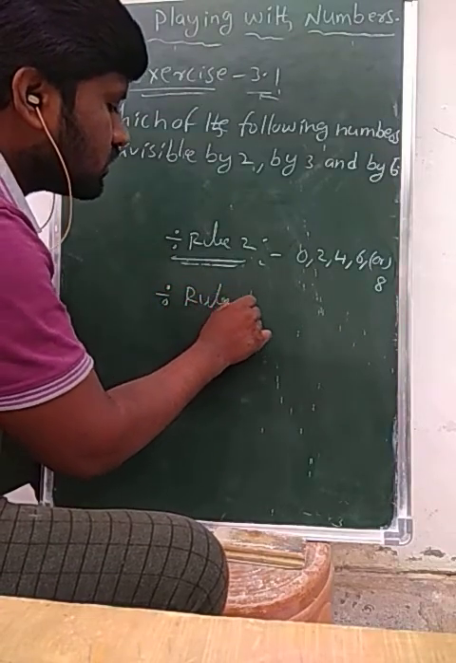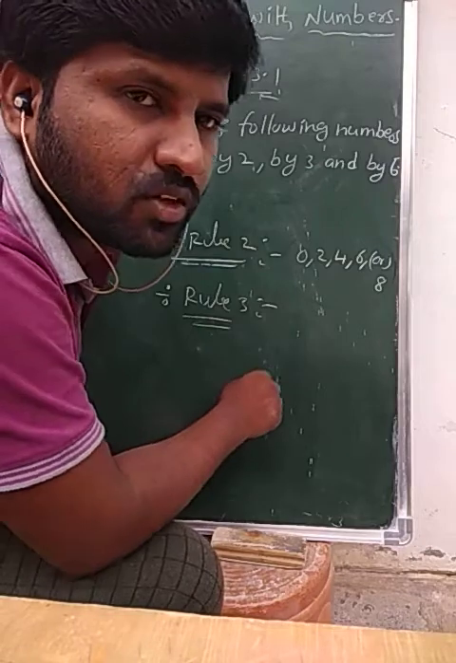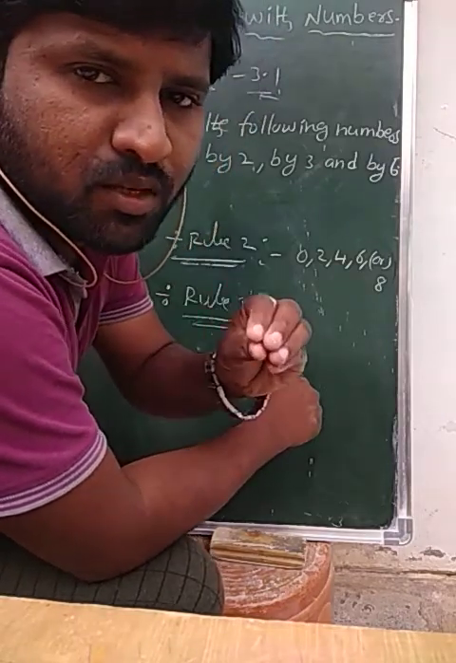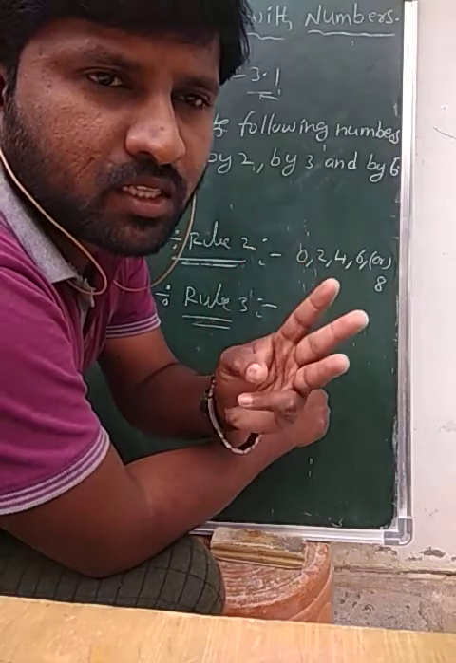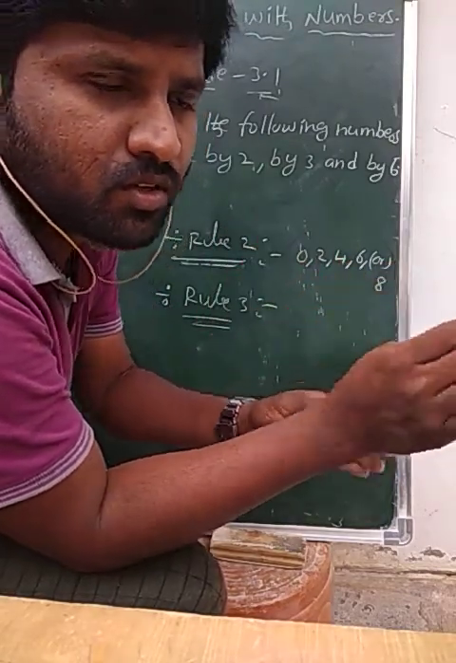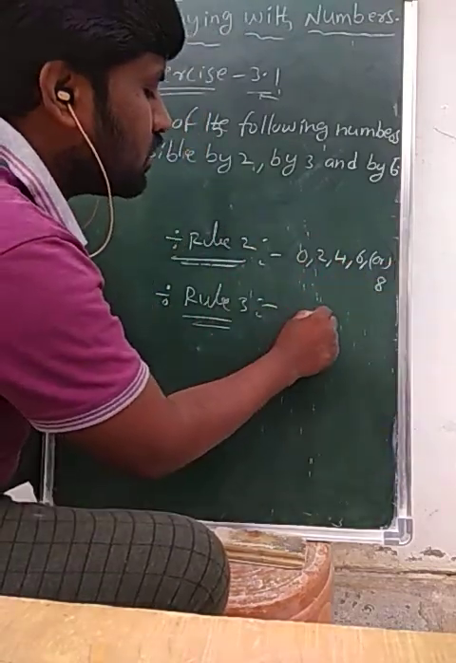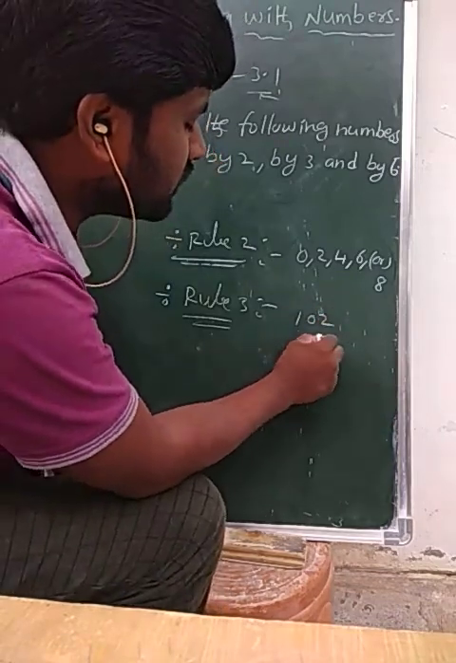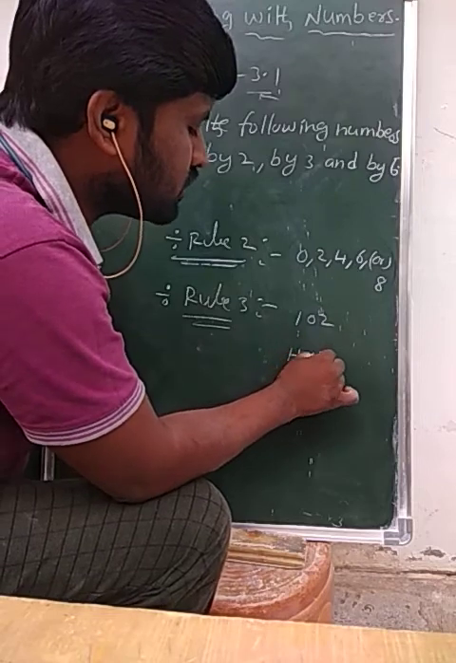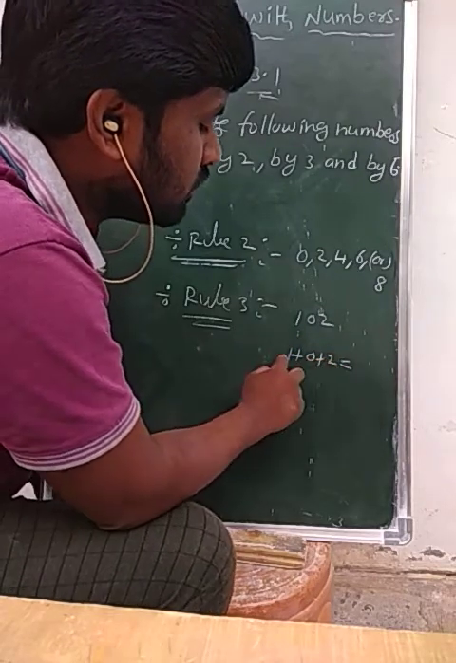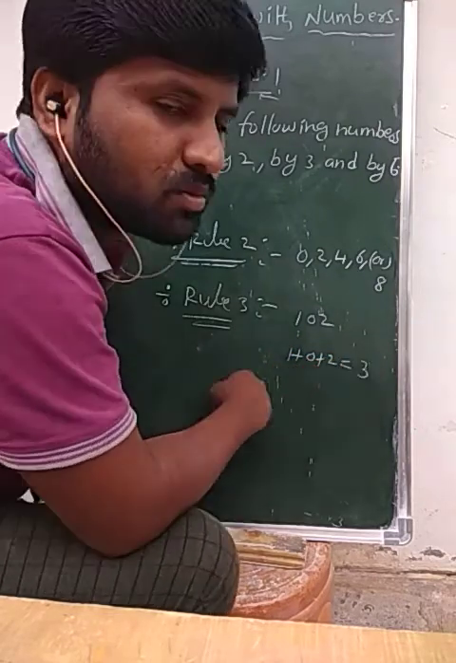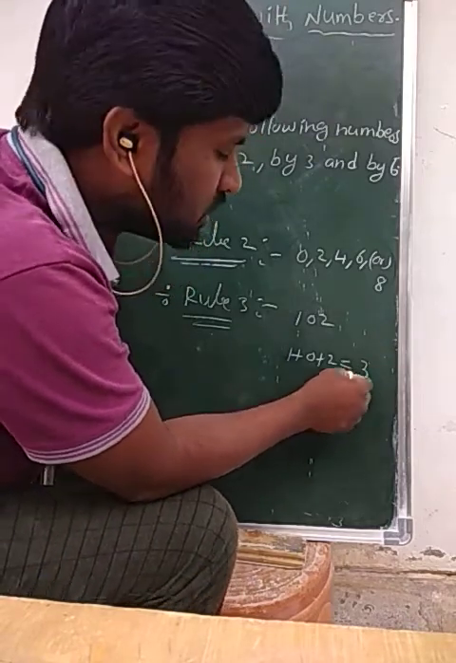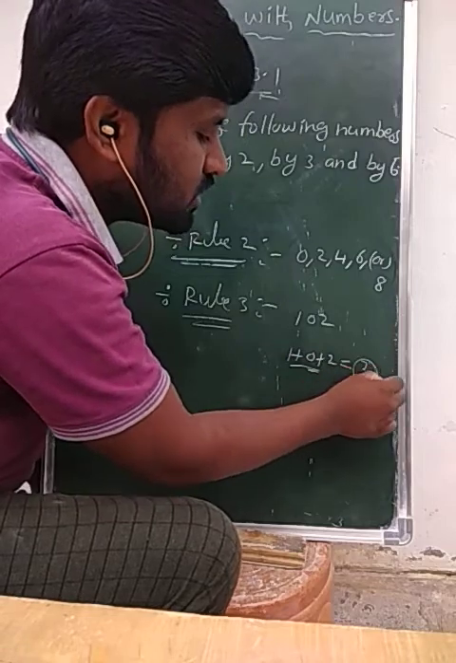divisibility rule 3. What is the condition for checking divisibility rule 3? If any number is divisible by 3, the sum of the digits of the number is divisible by 3. You take any number, for example 102, you just add the digits. Sum of the digits means 1 plus 0 plus 2. By adding the digits we get their sum equal to 3. It is divisible by 3.